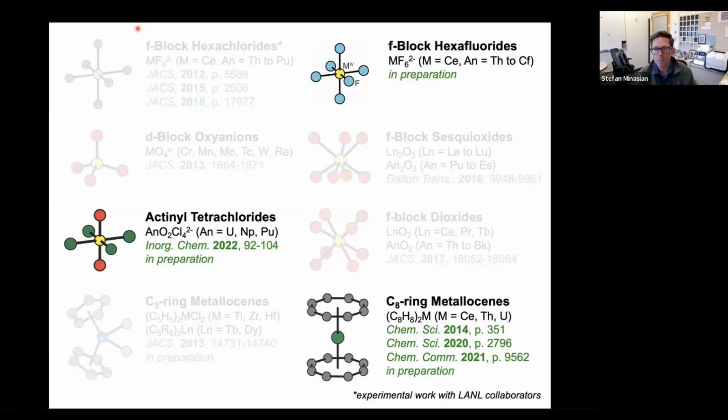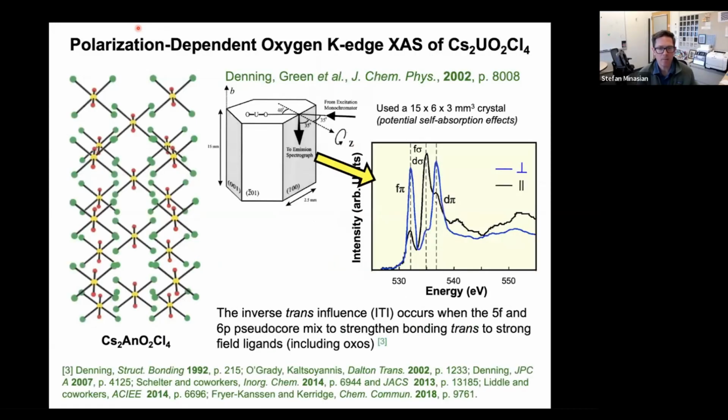Okay. Well, so I want to begin with a little bit of background on the actinyls. I already showed a slide on these earlier in my talk, but a lot of our understanding of actinyl chemistry comes from some earlier oxygen K edge work that was done by Bob Denning and Jenny Green. And here they used a single crystal of dicesium uranyl tetrachloride, and were able to do a polarization dependent study and show how the different transitions that they observed at the oxygen K edge could be turned off or turned on depending on the orientation of the crystal relative to the beam.